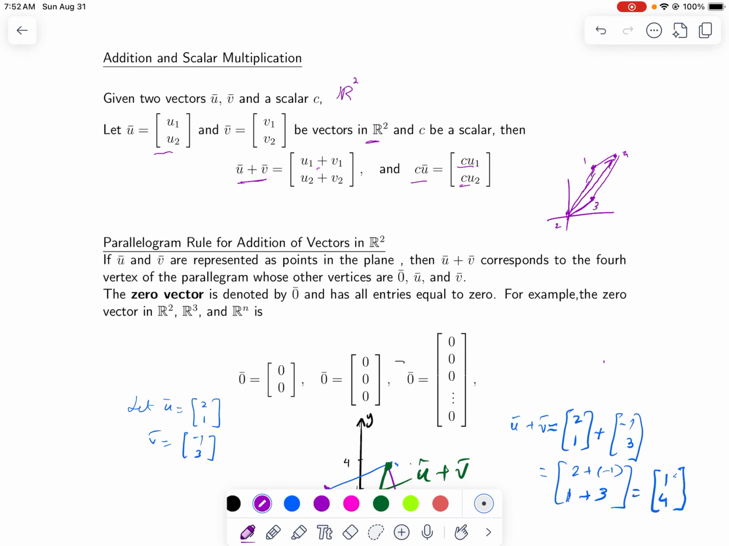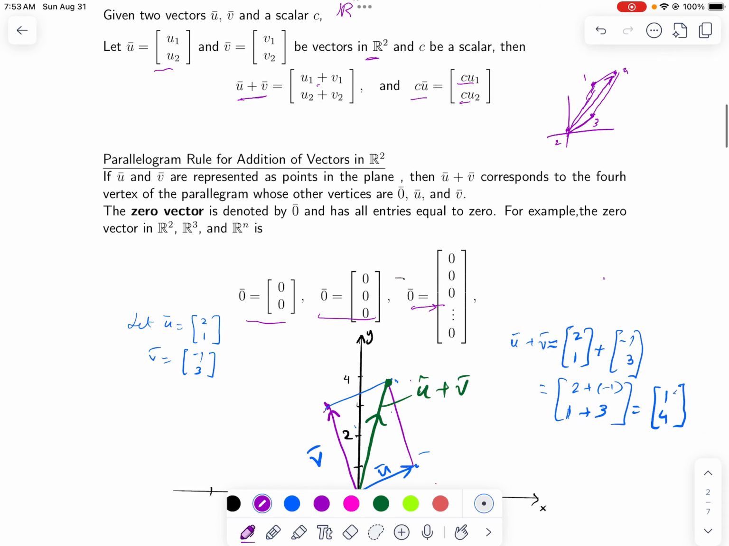Now the zero vector is denoted by 0 with a bar or an arrow on top, and has all entries equal to 0. So this is what a zero vector is. For example, the zero vector in R2 looks like this, the zero vector in R3 is this, and the zero vector in Rn is that.